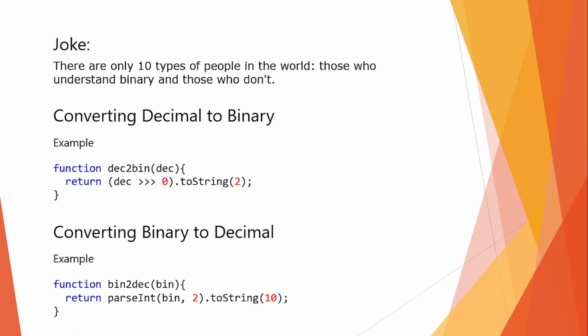Joke: there are only 10 types of people in the world, those who understand binary and those who don't.